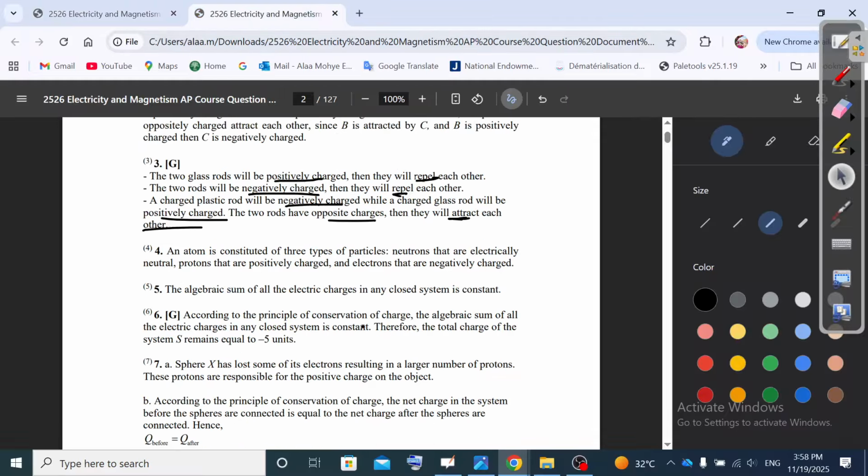It's just the principle of conservation of charge, sorry. So according to the principle of conservation of charge, the algebraic sum of all electric charges in any closed system is a constant. Therefore, the total charge of the system remains equal to minus 5 units.